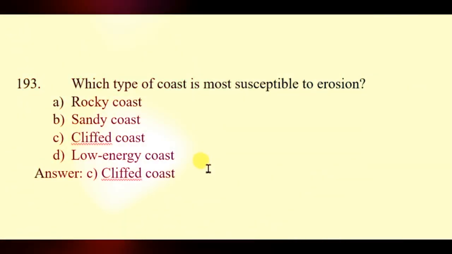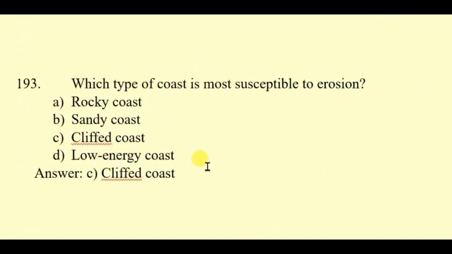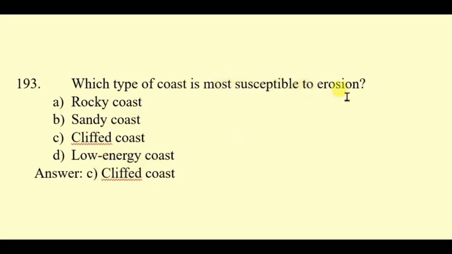Question 193. Which type of coast is most susceptible to erosion? Rocky coast, sandy coast, cliffed coast, low energy coast. Here the right answer will be cliffed coast, because cliffs are created due to high energy, and the higher the energy, the higher the susceptibility to erosion.